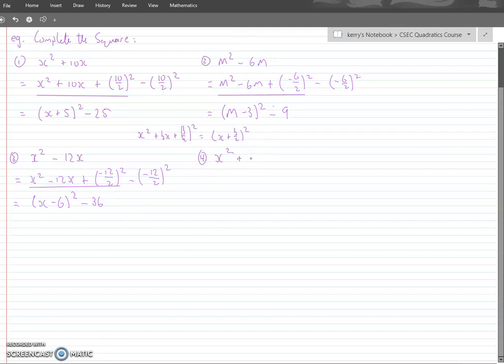So let's go with x squared plus 3x. We want to complete the square of this. So we have the x squared, we have the 3x, but we need 3 over 2 squared. So x squared plus 3x, you add on that constant that we need there, 3 over 2 squared, but whatever you add on, you have to subtract it to balance it off. So it becomes minus 3 over 2 squared.